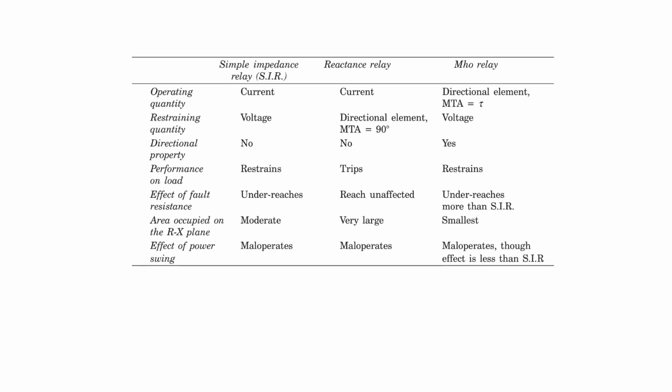So from this what we observe is that it is not possible to use the reactance relay for the transmission line on a standalone basis. It is to be used in conjunction with the directional or the Moore element. The Moore relay is much better on most of the counts.